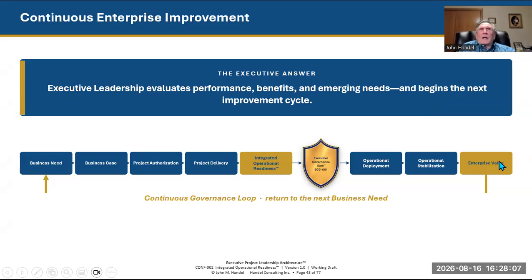And eventually, over time, after you evaluate this periodically, sometimes monthly, maybe every quarter, you're going to find a need out here, either due to competition or, if it's long enough, obsolescence, that's going to force you to come back to the loop. It's a continuous loop, and you're going to have a business need and go through the cycle again.